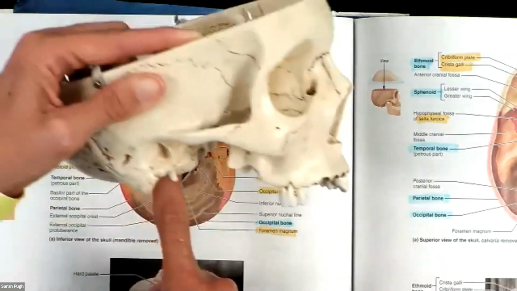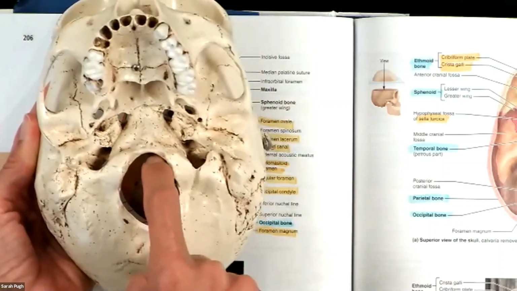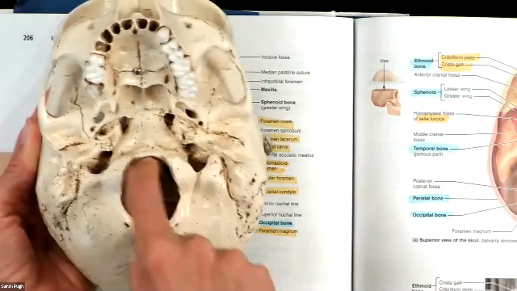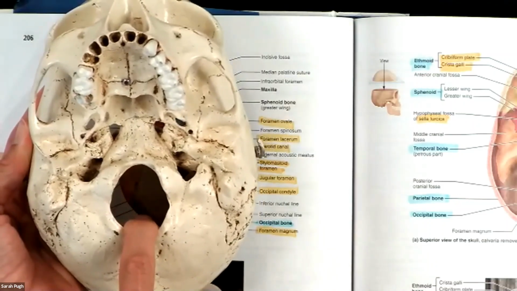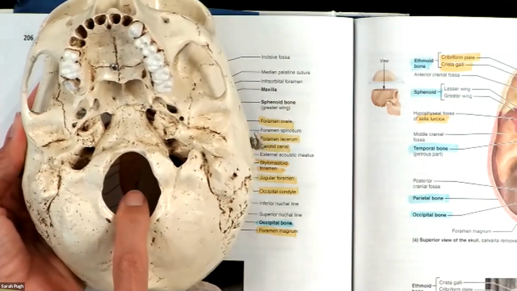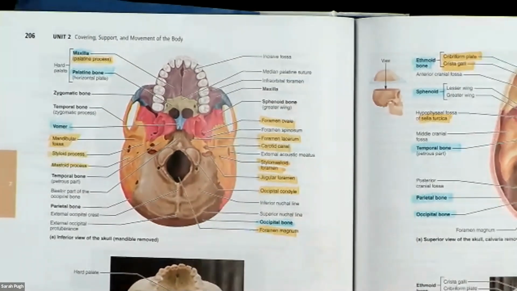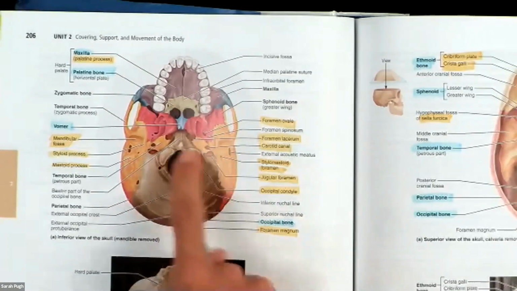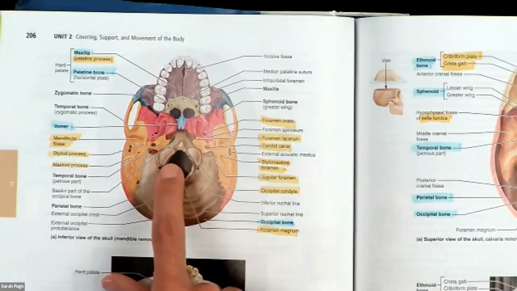What runs through that? Remember, holes are there for things to pass through. So what's passing through the foramen magnum? Nobody? The spinal cord. The spinal cord runs through the foramen magnum, so it's running from the brain down through this hole, this big hole, okay?